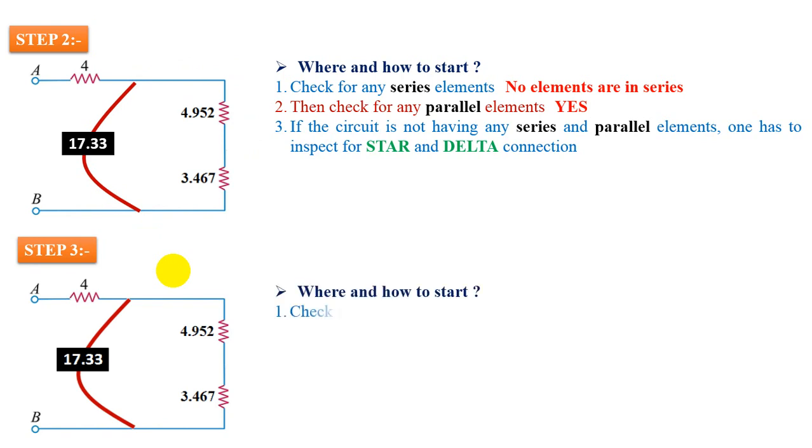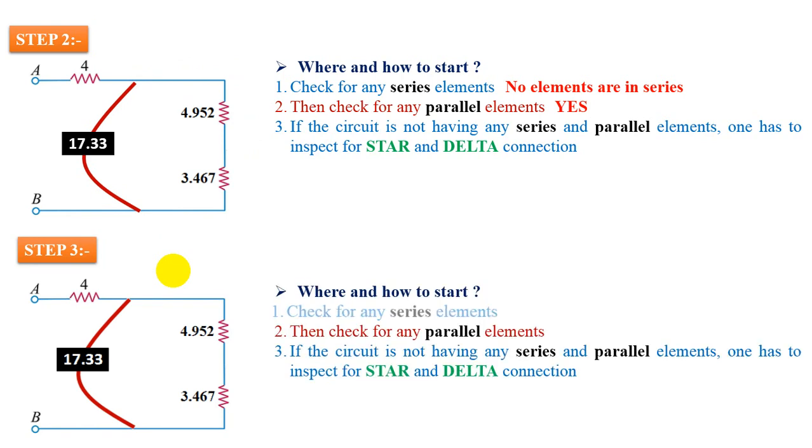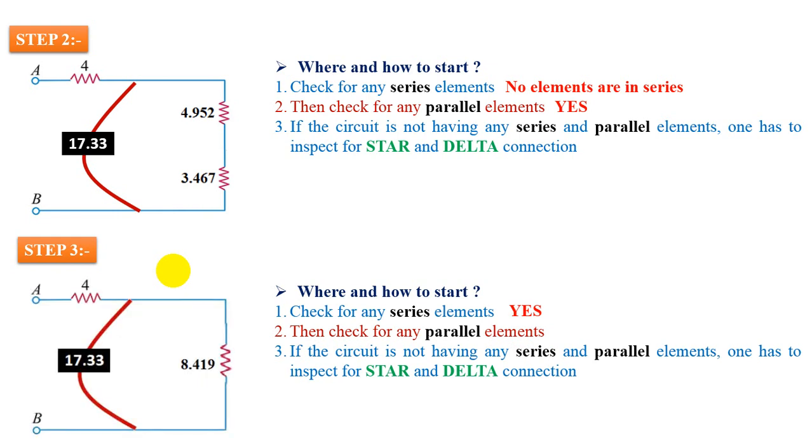Again inspect if they are in series, parallel or star delta. So what's your answer? Any element in series? Yes, you're correct. 4.952 and 3.467 are in series. That's your step 3, and the solution is 8.419. I'm just skipping step 4, and again I'm asking you to start again to analyze, to check if there are any element in series. As I told, after each conversion, again start from scratch.